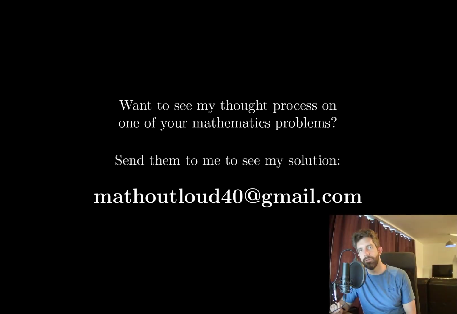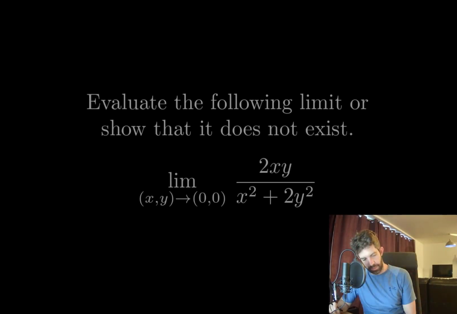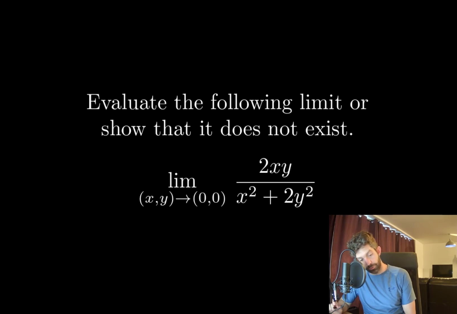Hello everyone, let's try and solve another problem. Evaluate the following limit or show that it does not exist. We have a limit as x and y approach 0 and 0 of the function 2xy divided by x squared plus 2y squared.